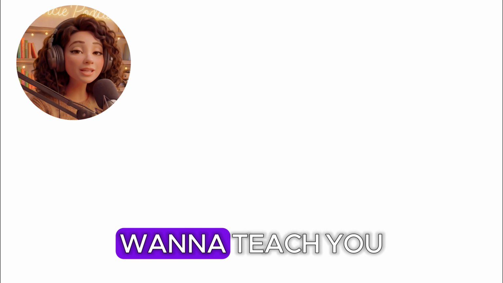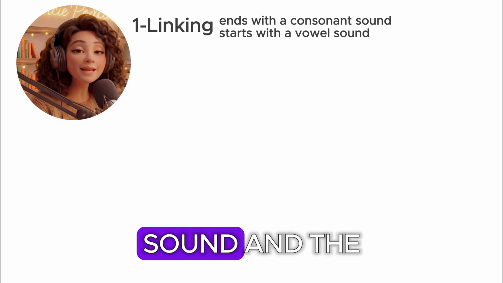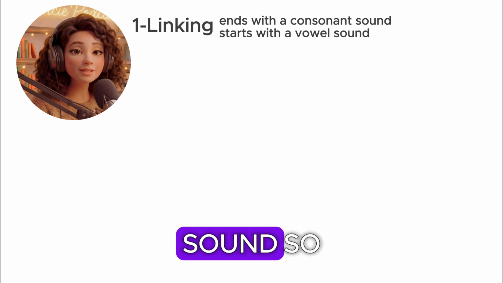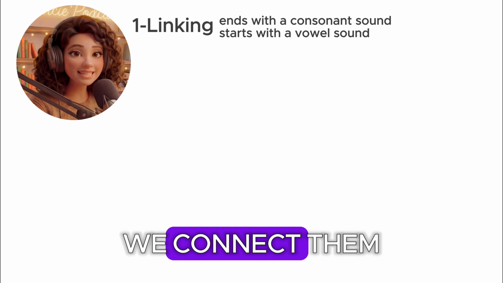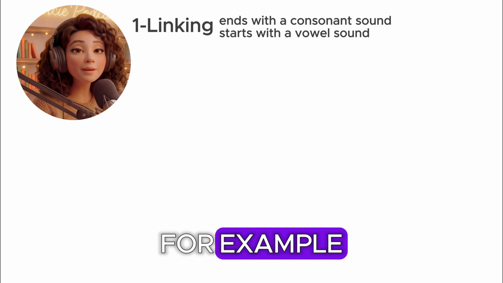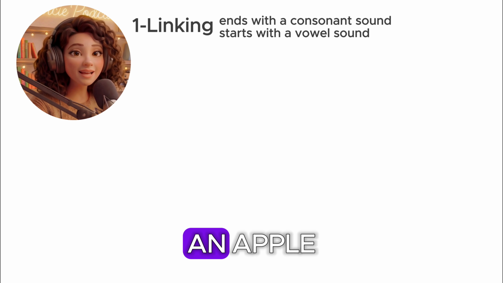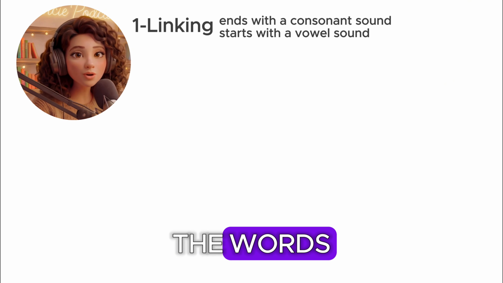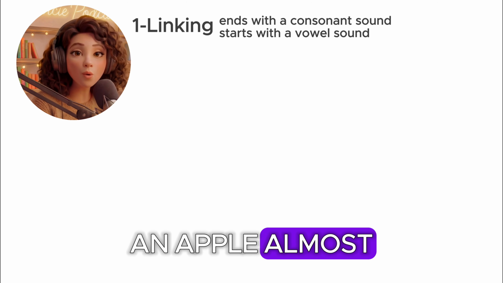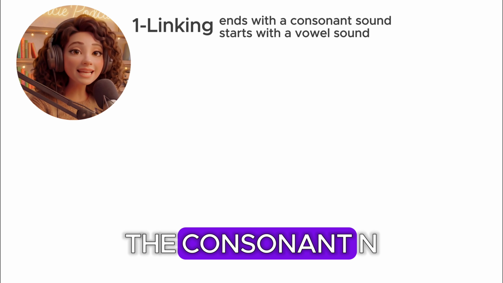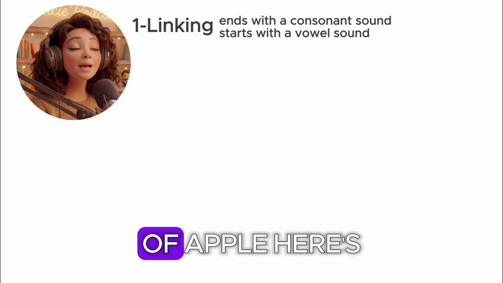The first pattern I want to teach you is called linking, and this happens when one word ends with a consonant sound and the next word starts with a vowel sound. So instead of saying each word separately with a little pause between them, we connect them smoothly. For example, think about the phrase "an apple." Most learners say it like this: "an apple," with a tiny break between the words, but native speakers connect it, so it sounds like "anapple," almost like one word. The consonant N at the end of "an" flows directly into the vowel sound at the beginning of "apple."